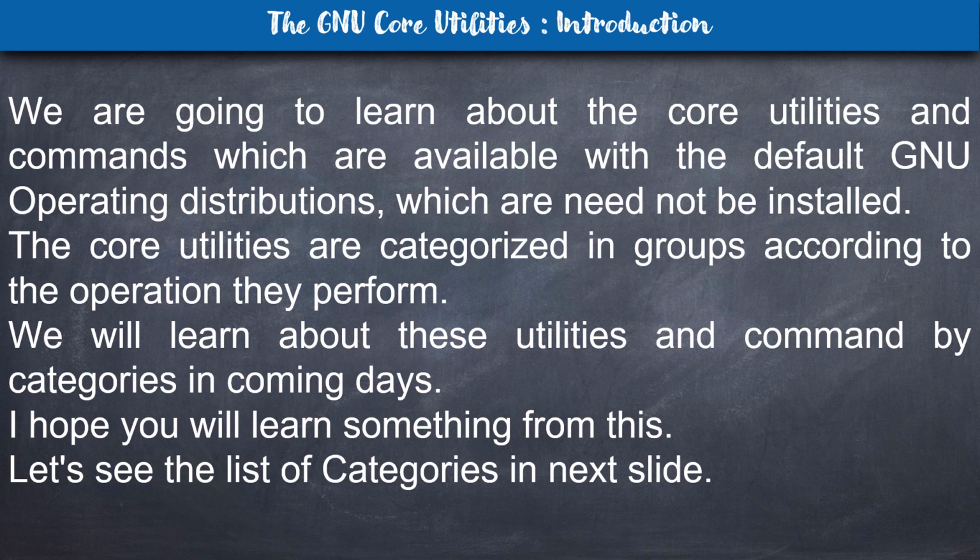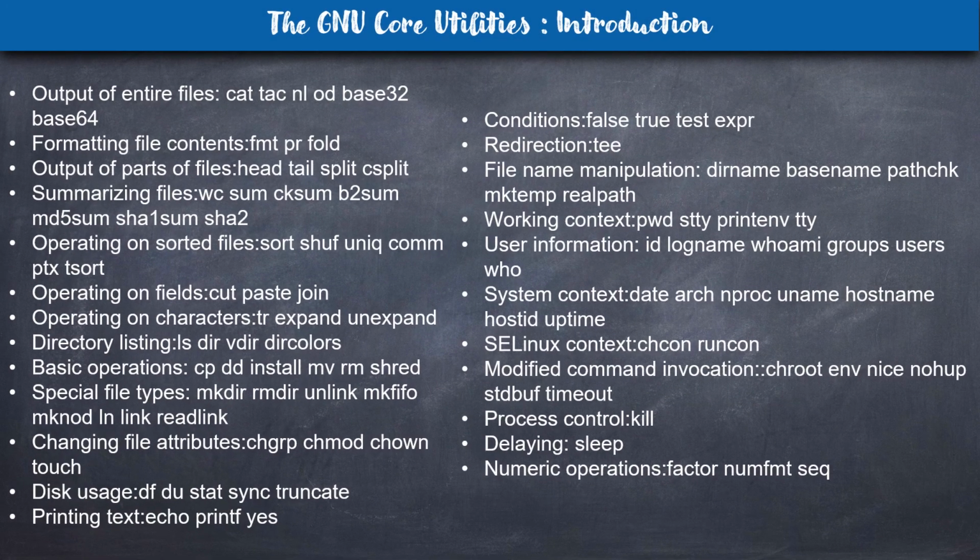We'll learn this category by category. Okay, let's begin with some introduction. These are some of the categories which we are going to learn. They are categorized in the following list. First, output of entire files, like seeing the output of a file. For that, the commands available are cat, tac, nl, base32, base64, and there are many others.